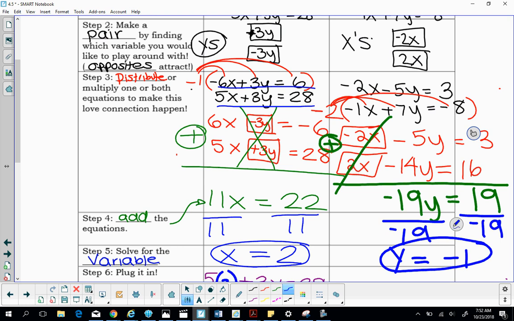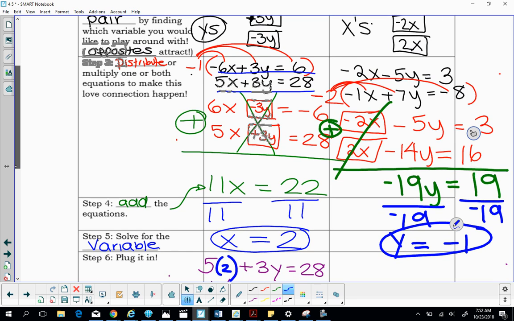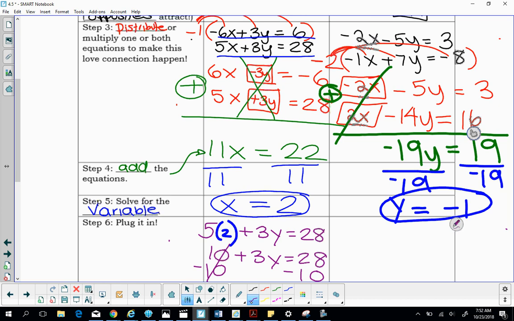To get your x coordinate, we plug it in. Does it matter which equation you use? No, it doesn't matter which one you use. I'm going to actually use the first one, just because, why not? So I have -2x minus 5, what did we get as y? -1, equals 3. Then what's -5 times -1? +5.